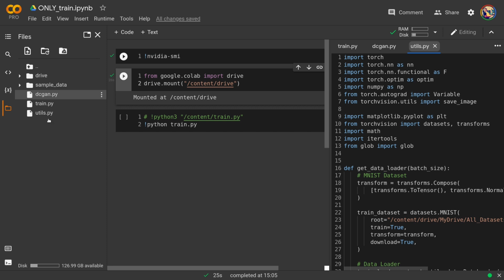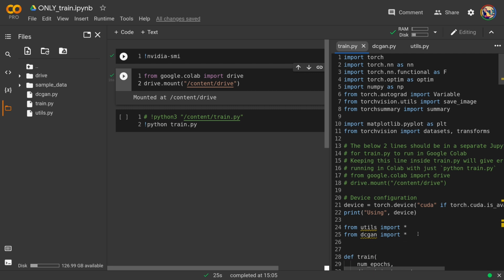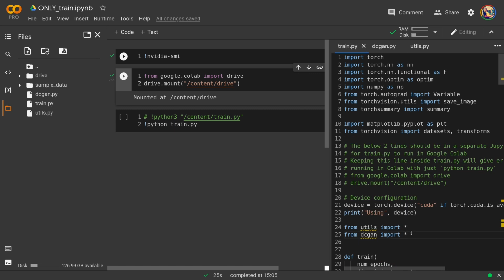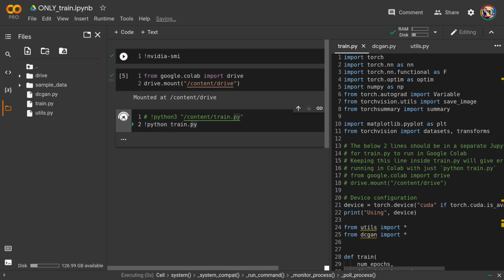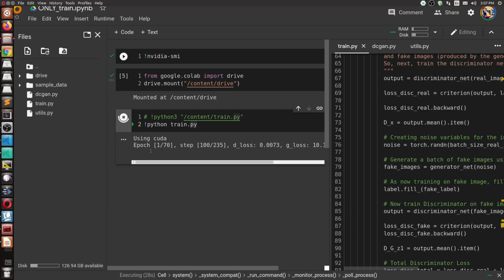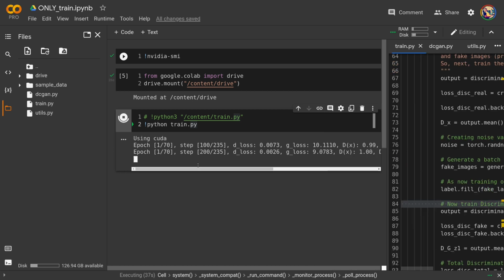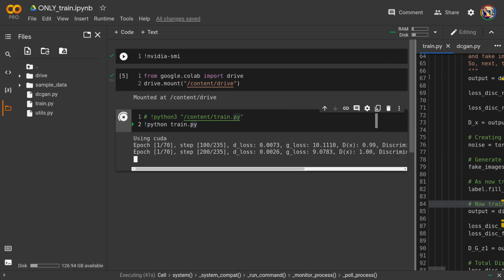Okay, so I have these 3 files uploaded, and remember, my train file has already imported all the modules from DCGAN and utils, the other 2 files. So my train file has everything it needs. So the only thing I have to do for this project to run properly is run this command. That's pretty much it. That is python train.py, and it will run it. Let's just run this cell. And we can see the epoch just started running. So that's the kind of output you will see. Let's zoom out a little bit.